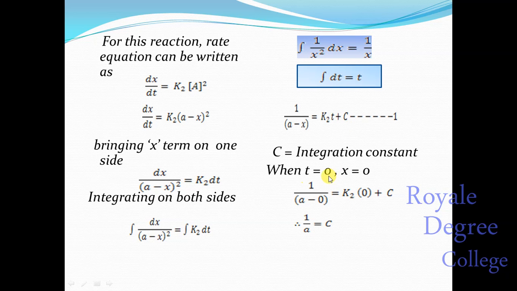When t equals 0, x equals 0. At that time in equation 1, we substitute the values of t and x. So 1 by A minus x, with x as 0, is equal to K2 times t, which is 0, plus c. K into 0 is 0, so we get 1 by A minus 0. A minus 0 is a. So 1 by a is equal to c. This is the value of c: 1 by a.